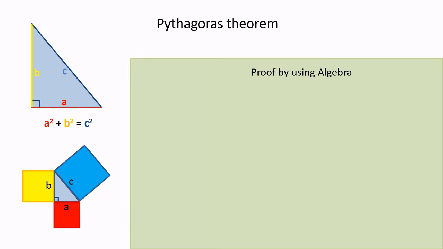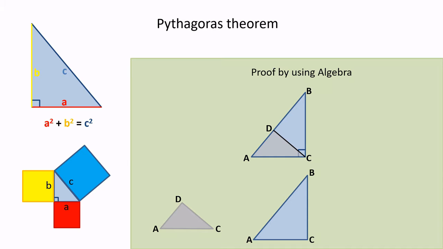Another famous proof for Pythagoras' theorem is by using algebra. In triangle ABC, angle C is the right angle. Let CD be perpendicular to AB, with point D lying on AB. Now let's look into triangle ACD and triangle ABC.